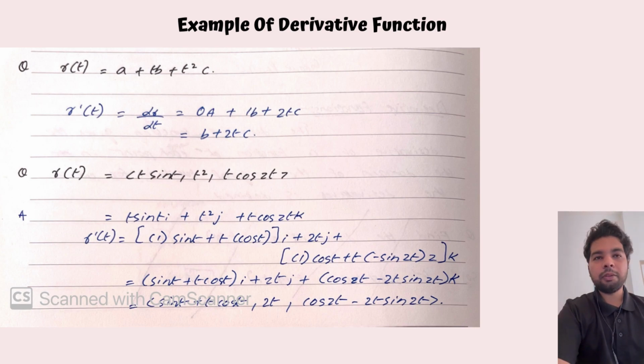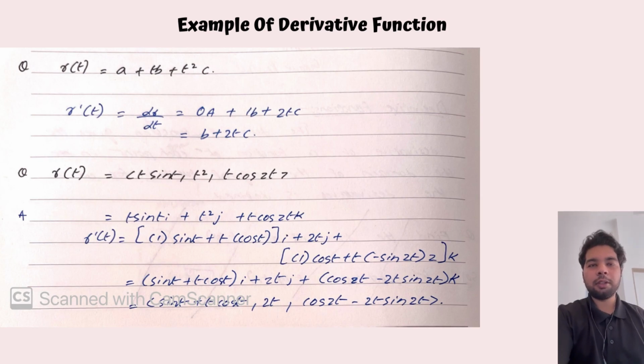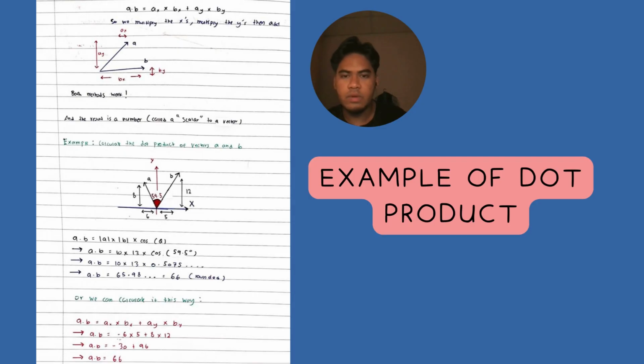Now we have to put the answer in the original function. So we will write it like this: sin t plus t cos t, 2t, and cos 2t plus 2t sin 2t. This is our final answer. That's all for today. Alright, for now we will look at the example of the dot product.